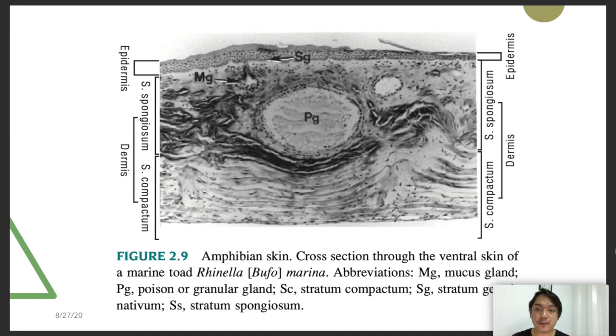In this figure, you'll see a cross-section through the ventral skin of a marine toad, Rhinella marina, and the abbreviations will tell you that MG is a mucous gland, PG is a poison or granular gland, and SC is for stratum compactum, stratum germinativum, and stratum spongiosum. These layers tell you that the epidermis is the topmost part of the skin of an amphibian. Next is the dermis, which is composed of two different levels: the spongiosum, because it resembles a sponge, and the compactum, because it is made up of compact cells and connective tissues.